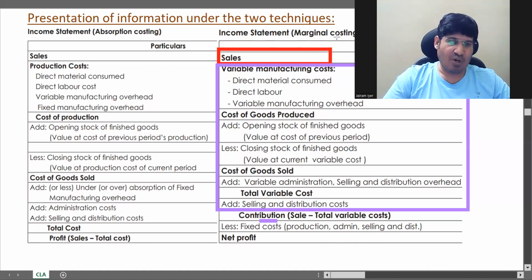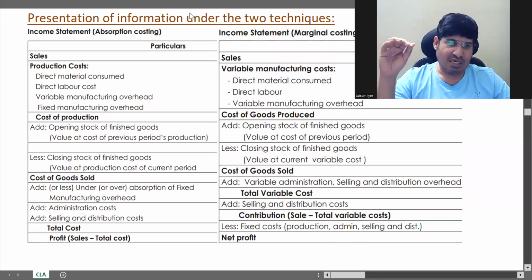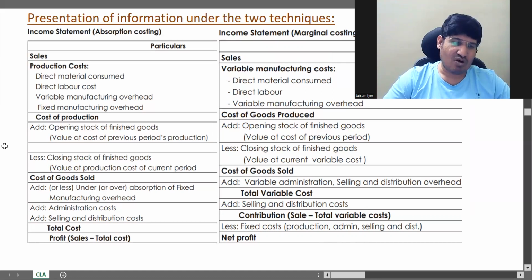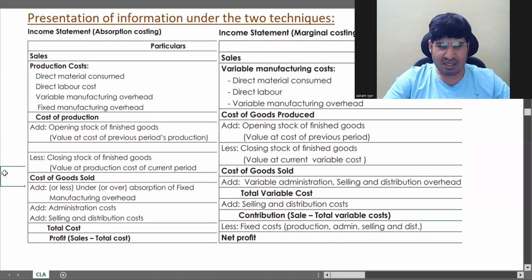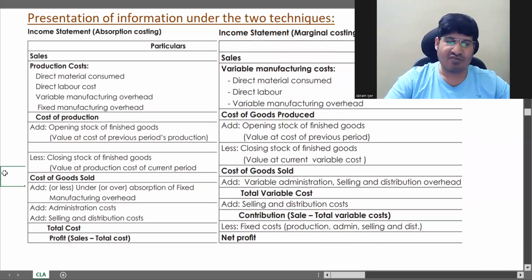So if you get a problem on absorption costing, we have already solved problems on absorption costing. You can refer to your previous lectures. It will be strictly based on this format. You just need to know this format. That's it. If you get anything about absorption costing, that won't be too complex. You just need to know this format.